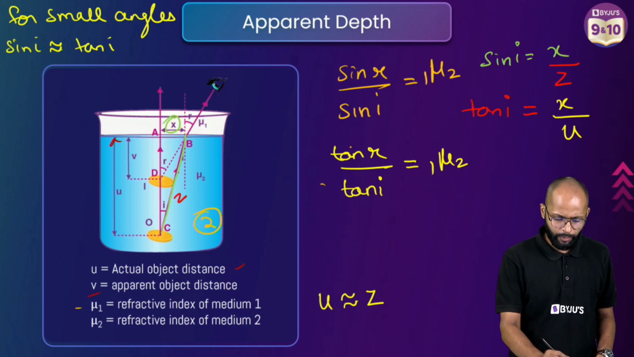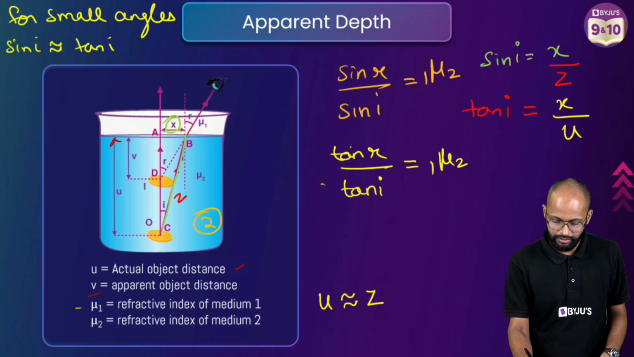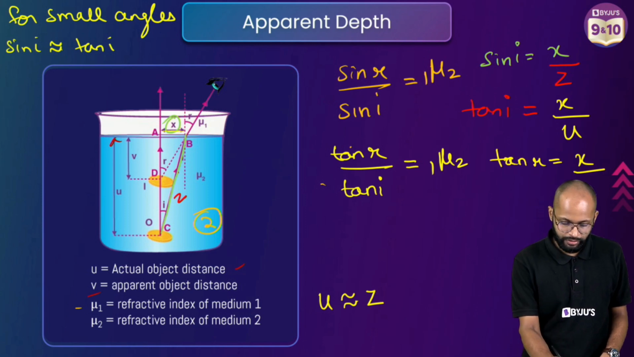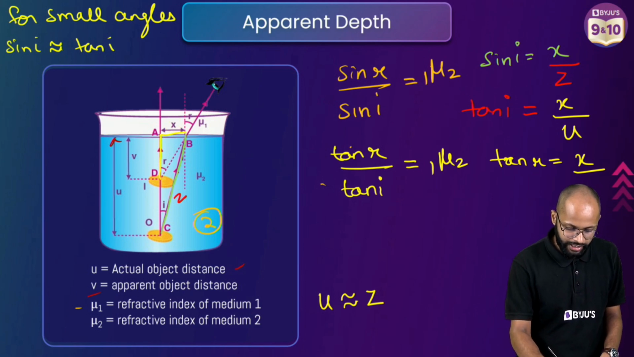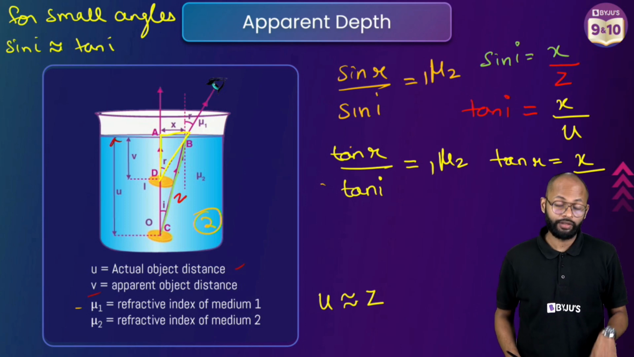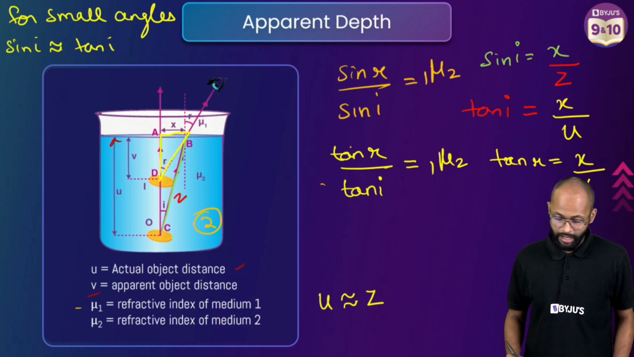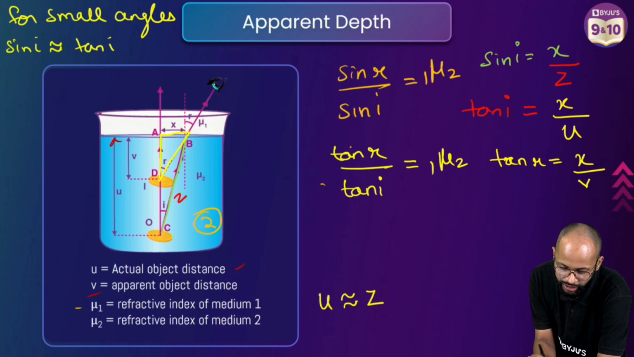What is tan of R? Same logic. Tan of R is perpendicular, that is x over here, because this here is R. This, my friend, is the triangle. Perpendicular is x, base is v, which is the apparent depth. So tan I upon tan R becomes how much? Tan I is x upon u, tan R is x upon v, equal to mu 2 to 1.